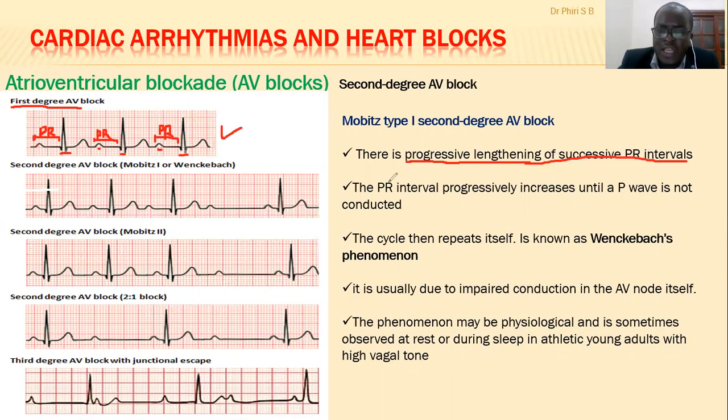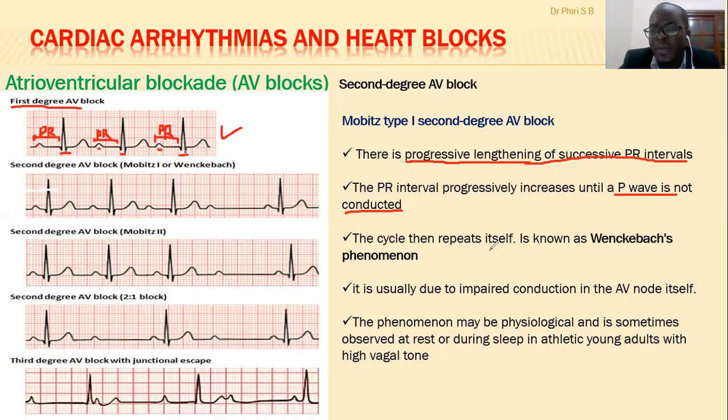On top of that, the PR interval progressively increases until a P wave is not conducted. So you find that the PR interval will progressively become elongated until one P wave is not conducted. So you find that there's a drop in the P wave. So you won't appreciate a QRS complex associated with that P wave because it's not being conducted to the bundle of His because there's that block. So the cycle repeats itself and is referred to as the Wenckebach phenomenon.